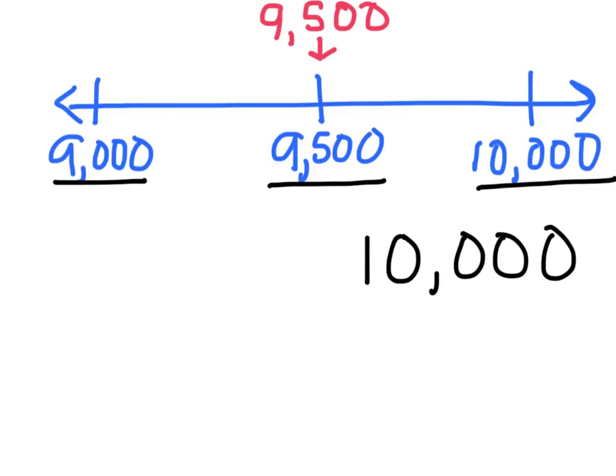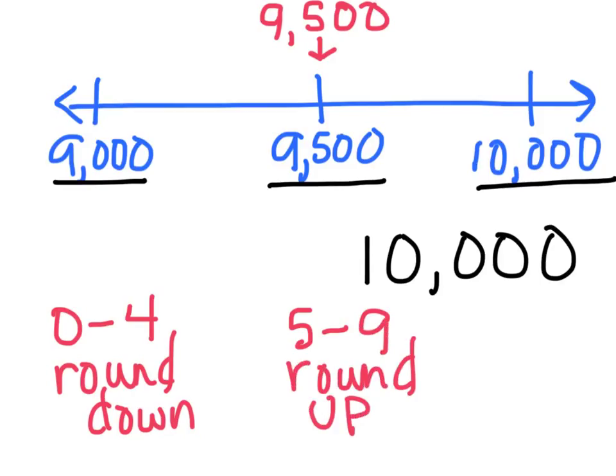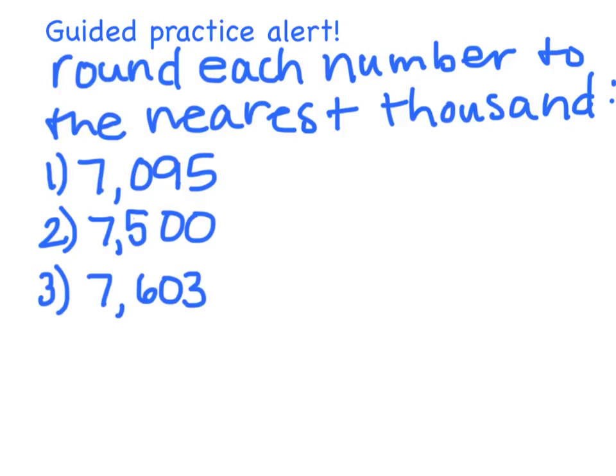Just as a quick review, if you're rounding a number and the digit is between 0 and 4, you round down. If the digit is between 5 and 9, you always round up. Just remember that simple rule. Whenever you're rounding, it really helps make the job easier. Now try this idea on your own. Please round each of these numbers to the nearest thousand. Record your answer in your homework notebook.